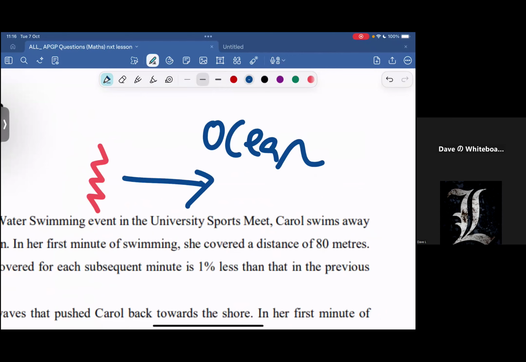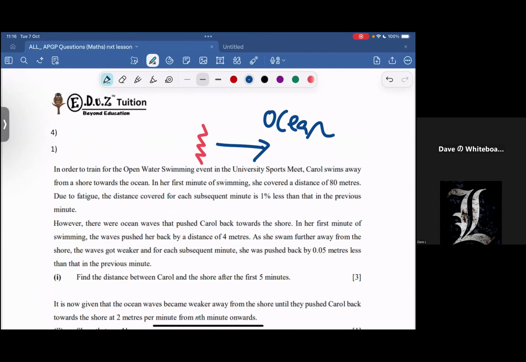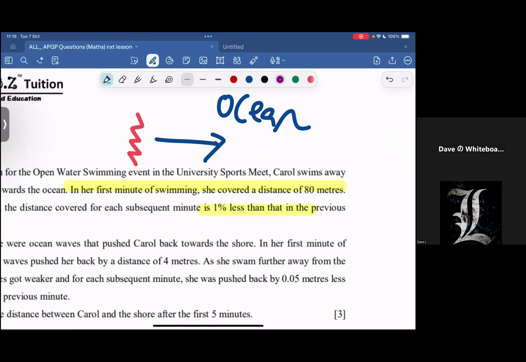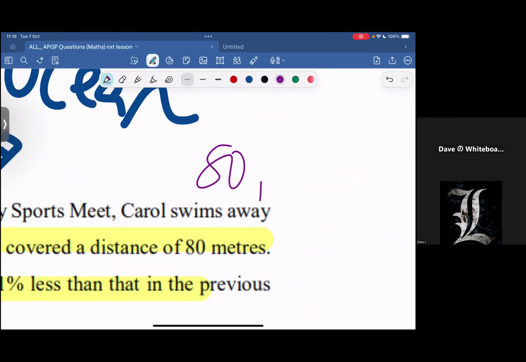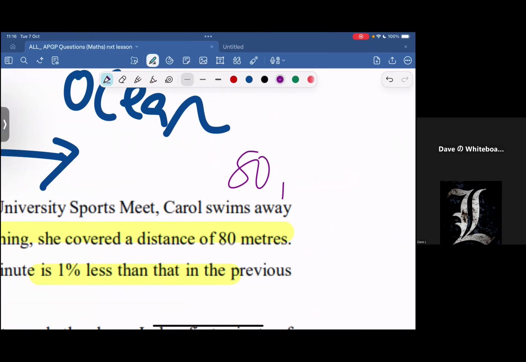So what happens here is that basically, in the first minute she covers 80 meters. And then because of fatigue, every minute from there will be 1% less than the previous distance covered. So when I see this part here, I'll be like, okay, this is definitely a GP where the first term has to be 80. So she swims 80 meters for the first minute, then 1% less, which essentially means that this will be 0.99 multiplied by the 80.